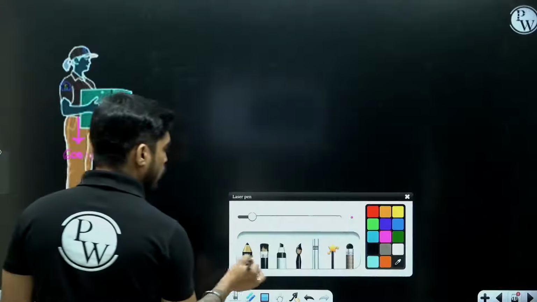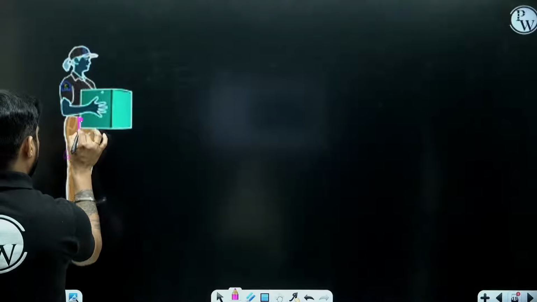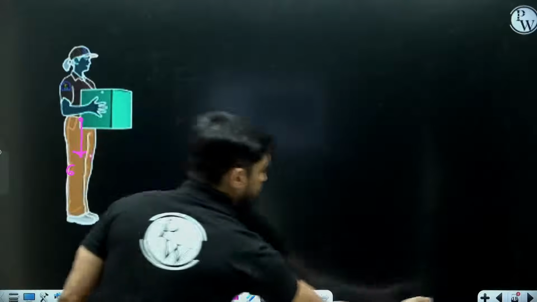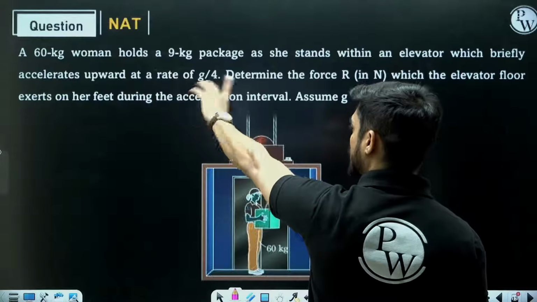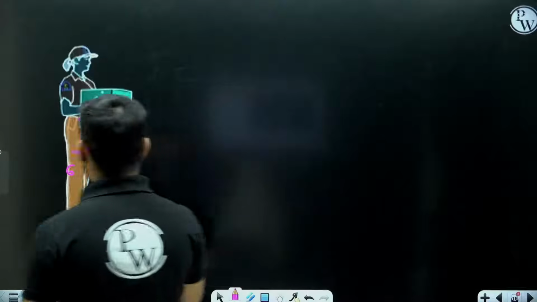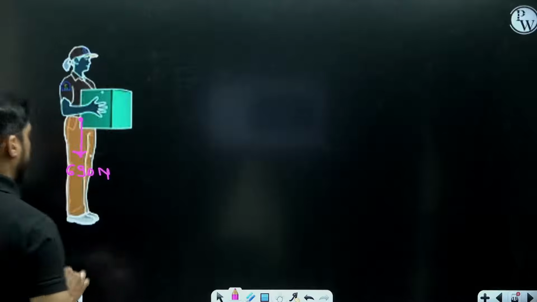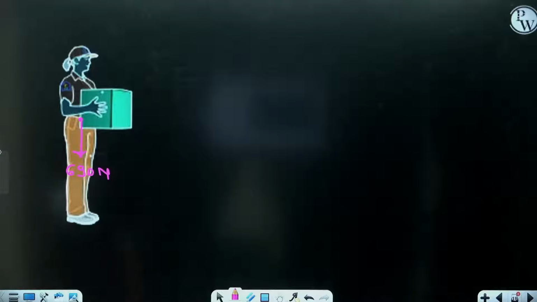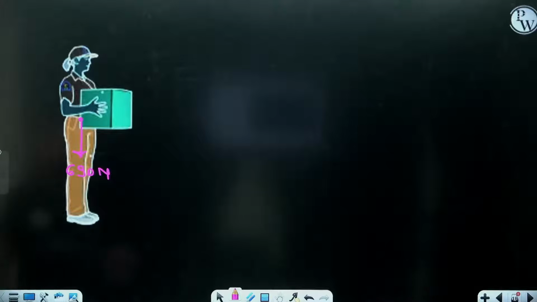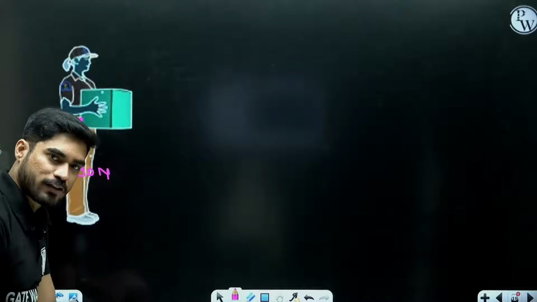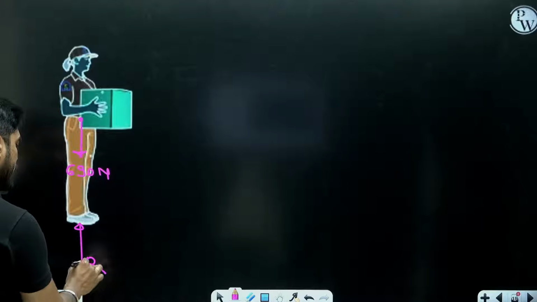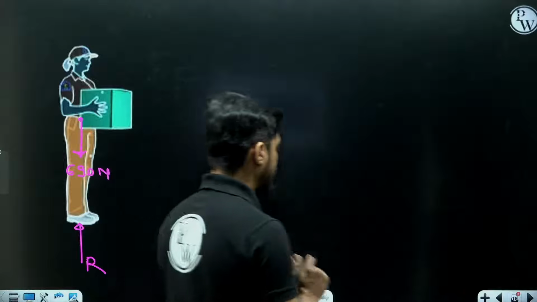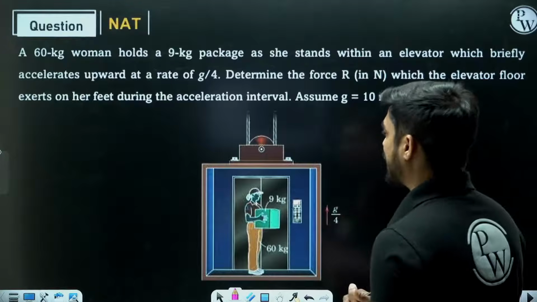But she is also holding a package of mass 9 kg. So that will also be added. So total mass is 69. So total weight will be 690 Newton, right? I have added the mass of the woman as well as the package. Now the woman is applying downward force on the floor, so floor must be applying equal and opposite force on the woman. So let's say this force is R. So this is the free body diagram of the woman holding the package.